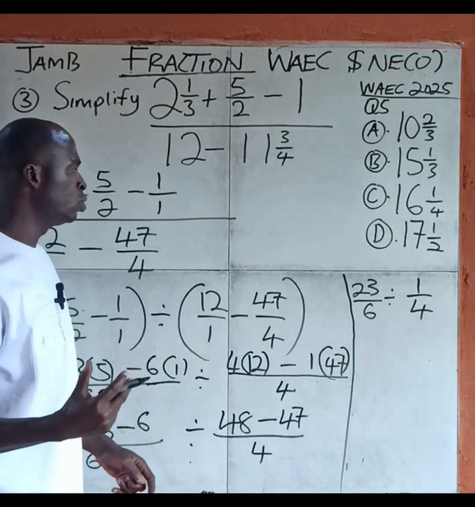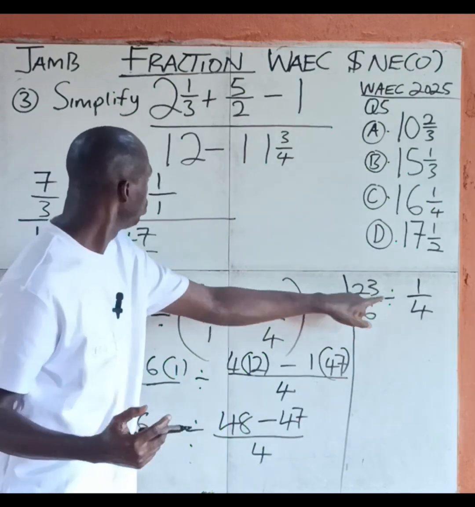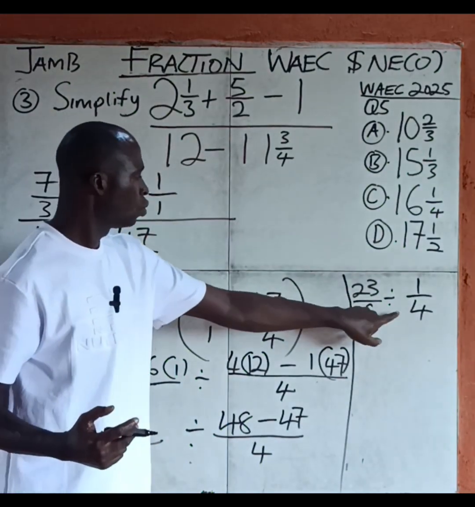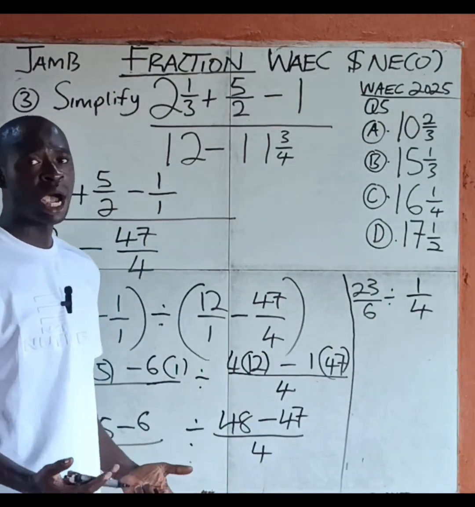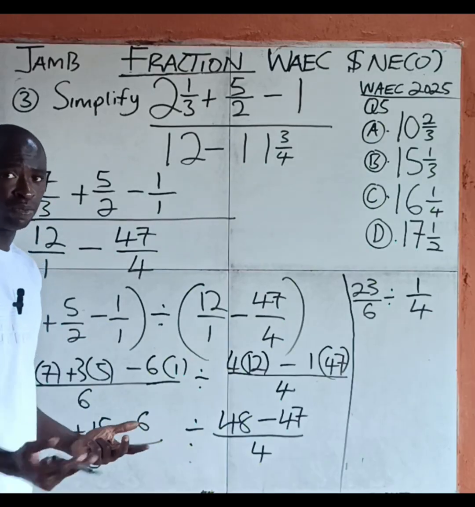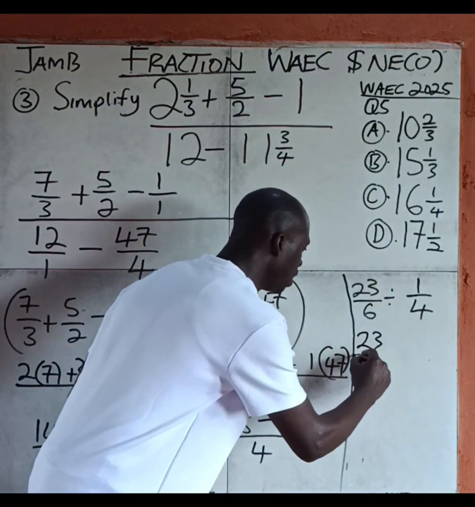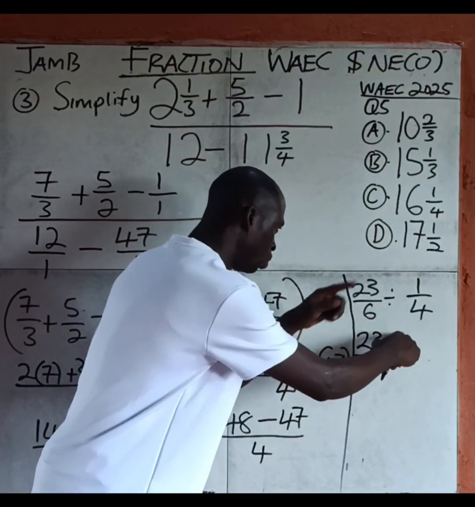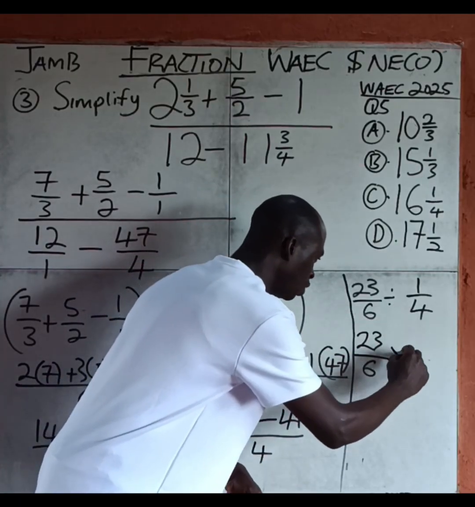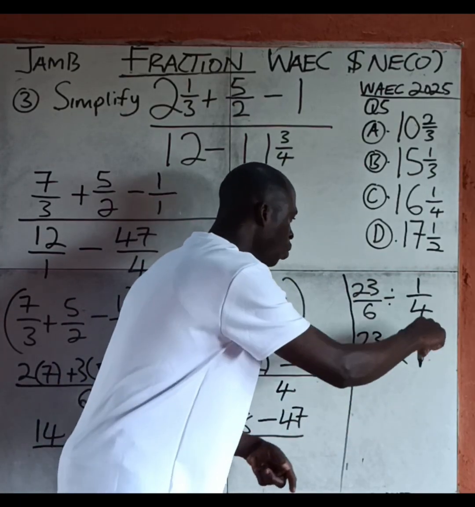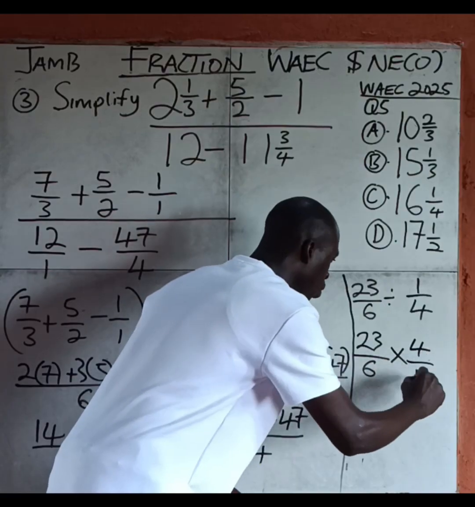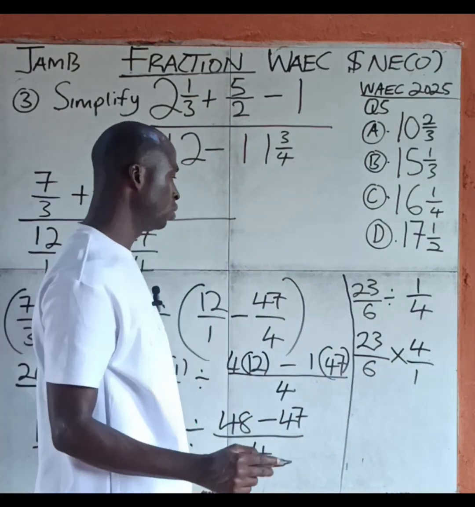So up next, what do I do? Whenever you're having division, you can see this division line here. Whenever I'm having division in between my question, I always change that sign to the multiplication sign and take the reciprocal. So here it becomes 23 over 6. I will change this division sign to multiplication sign, then take the reciprocal of 1 over 4. That becomes 4 over 1. So you can clearly see how it is done.